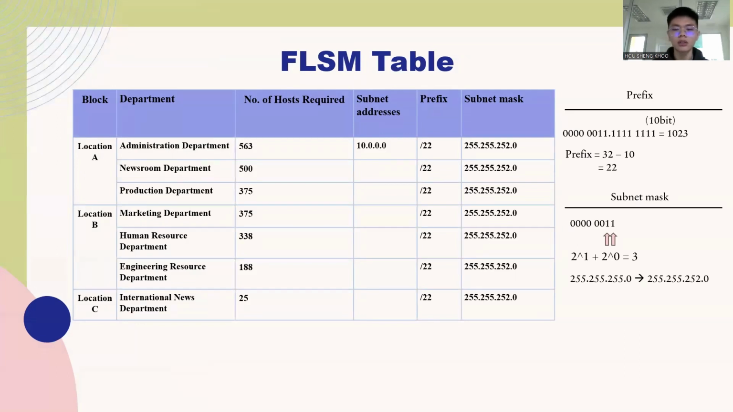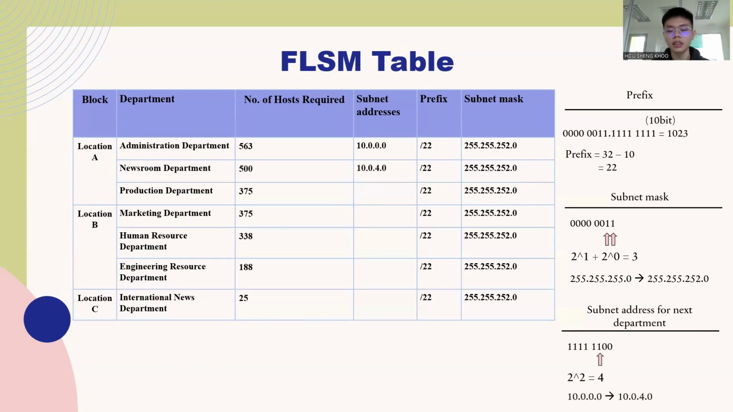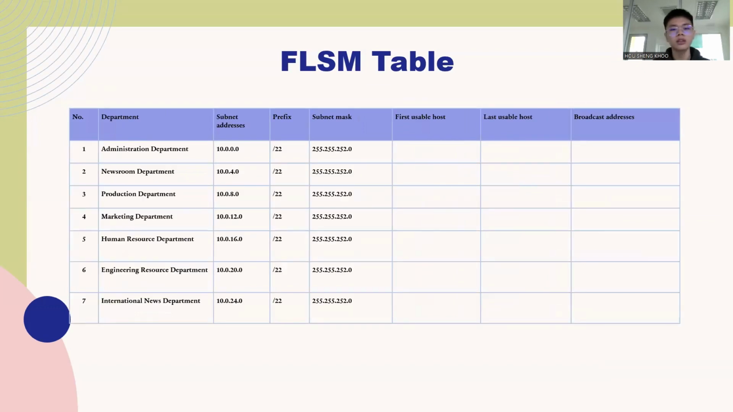After that, we need to calculate the subnet address. For the subnet address, we need to calculate the value of the last one in the network address. So 2 to the power of 2 is equal to 4. So the subnet address is 10.0.4.0, and so on. After that, we need to calculate the first usable host, last usable host, and broadcast address.